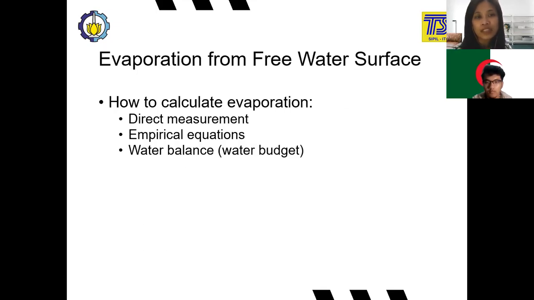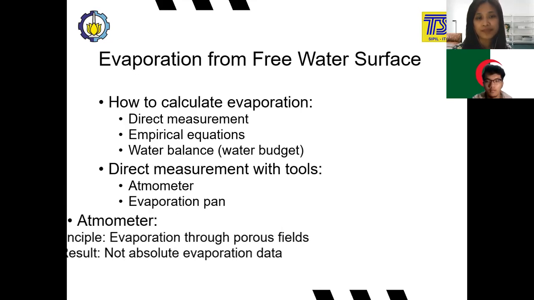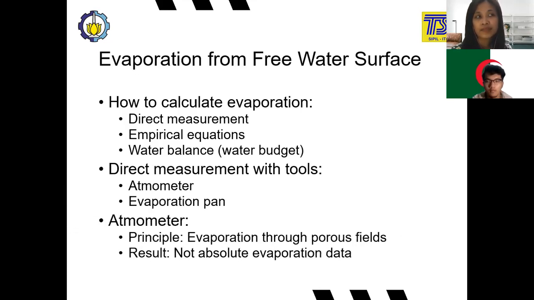And for the evaporation from a free water surface, we can calculate it, of course. There are various ways to calculate the evaporation. First, by direct measurement. Second, with an empirical equation. And third, based on the water balance. The first one, direct measurement, needs tools. For this one, the tools that are usually used are the atmometer and the evaporation pan.